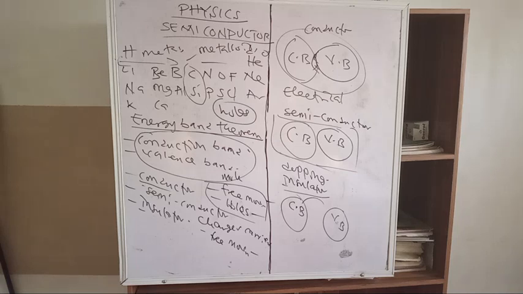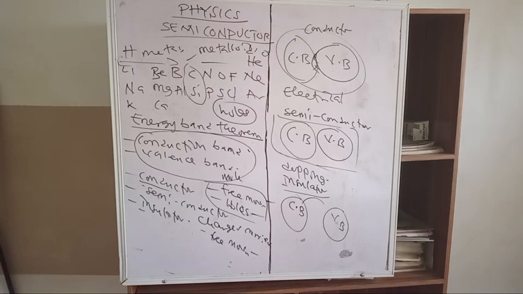So the addition of either trivalent or pentavalent elements in a very small quantity to a pure semiconductor is what we call doping. Your boron is trivalent, while your phosphorus and arsenic are pentavalent. So the addition of any of these elements in a very small quantity to a pure semiconductor in order to increase its conductivity is what we call doping. So that is what we have at that. It's very simple.